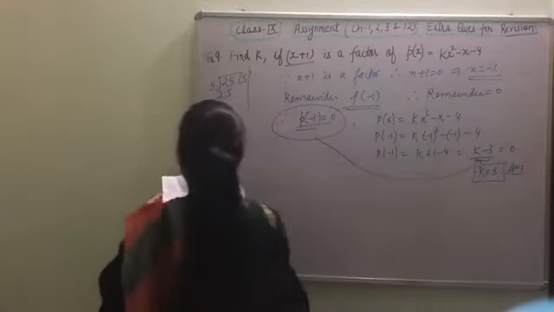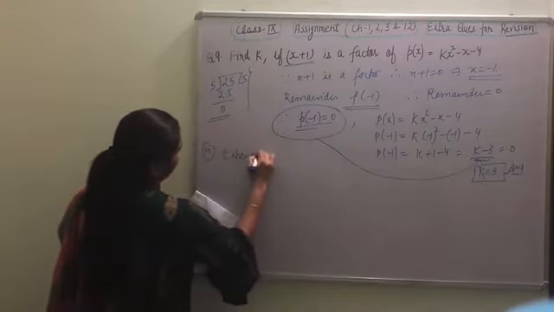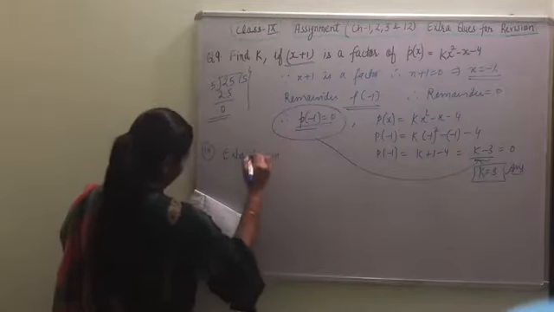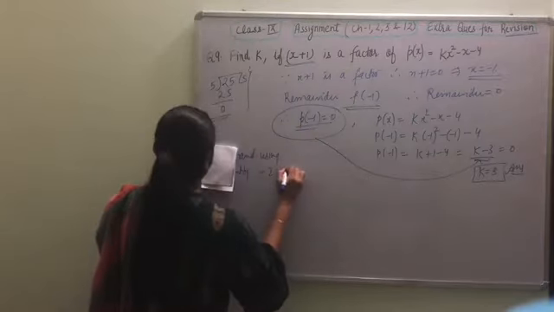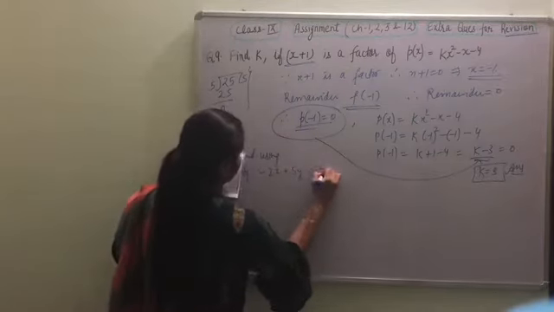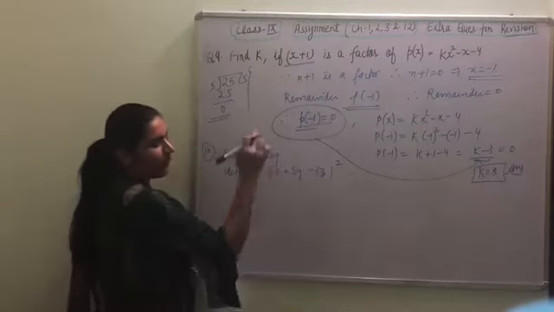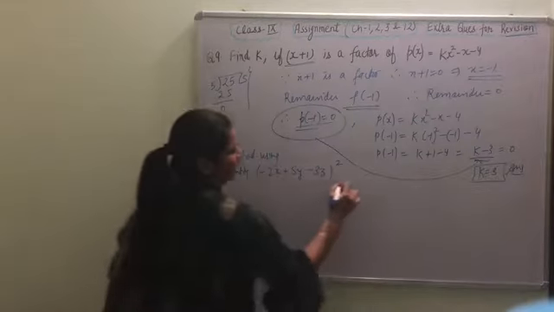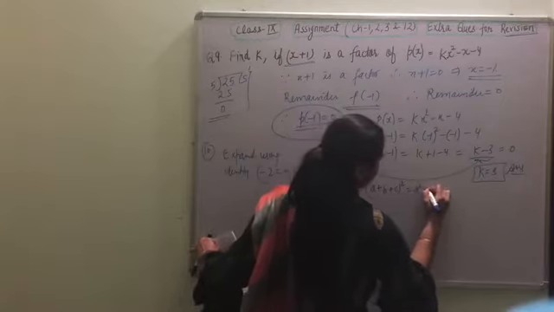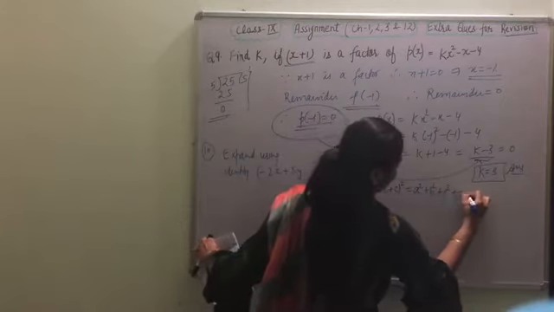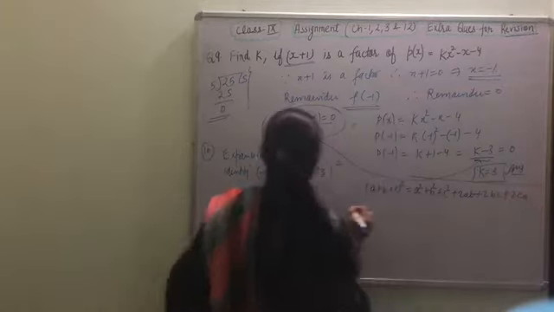Now the next question, question number 10, we have to expand using the given identity. The question is minus 2x plus 5y minus 3z whole square. Okay, three terms are there, a plus b plus c. We will apply the identity a plus b plus c whole square. Here I am writing the identity: a plus b plus c square is equal to a square plus b square plus c square plus 2ab plus 2bc plus 2ca.